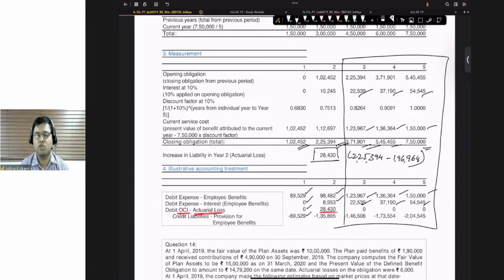So this is a change in the future salary. This change is based on an assumption. It is an actuarial assumption. So the impact of such change is taken to the other comprehensive income and not to the profit and loss.